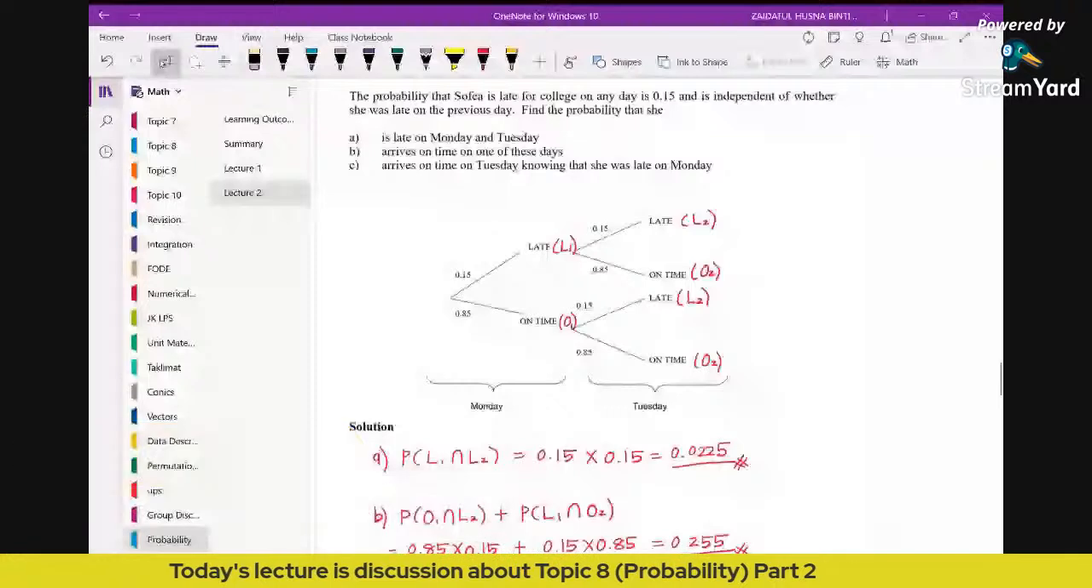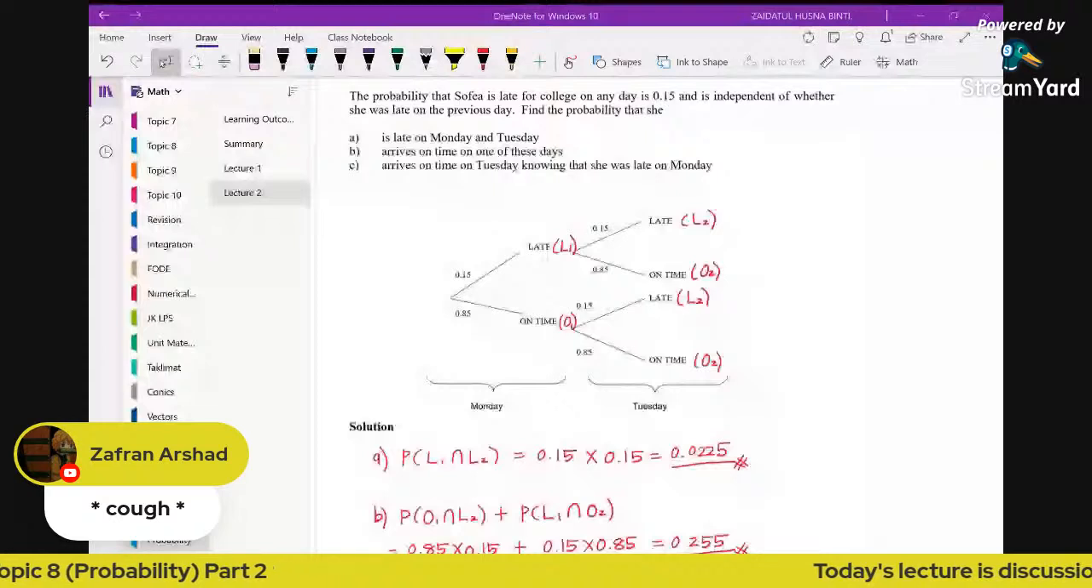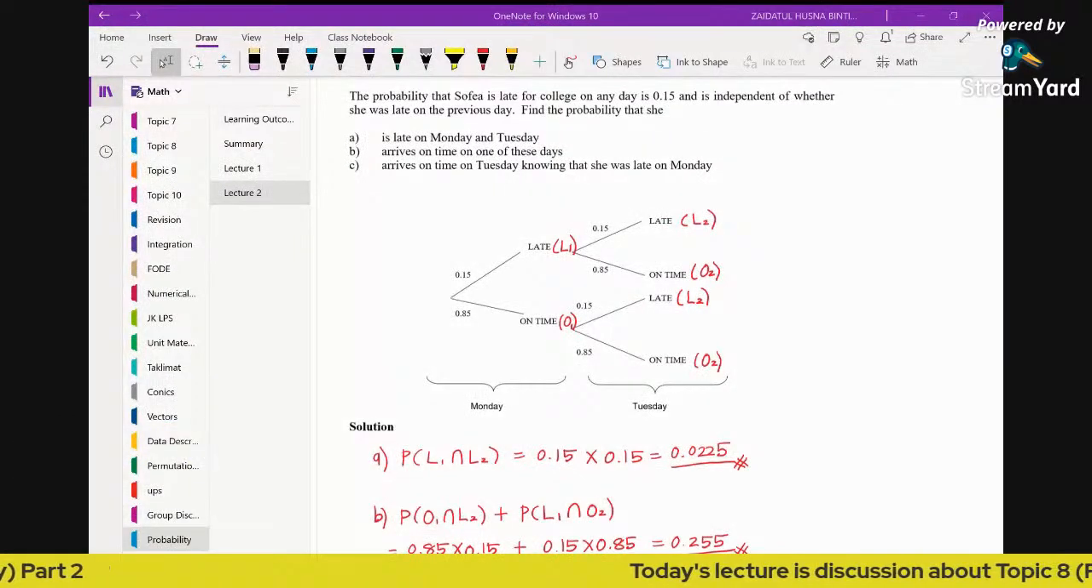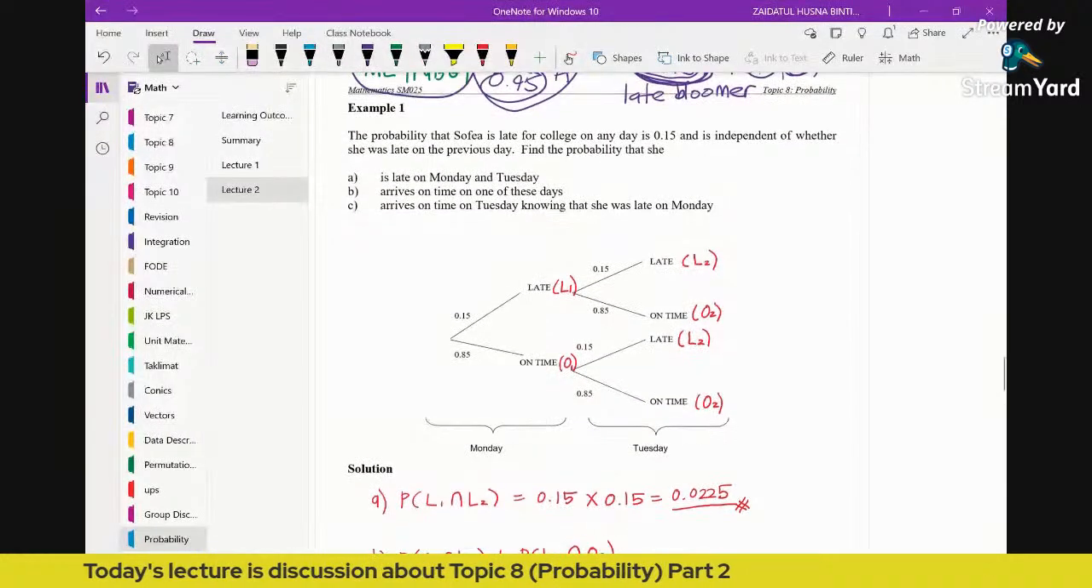Okay, now let's continue. Example 1. Let me hide this comment first. Okay, Zafran is already coughing here. Okay, so now let's see.